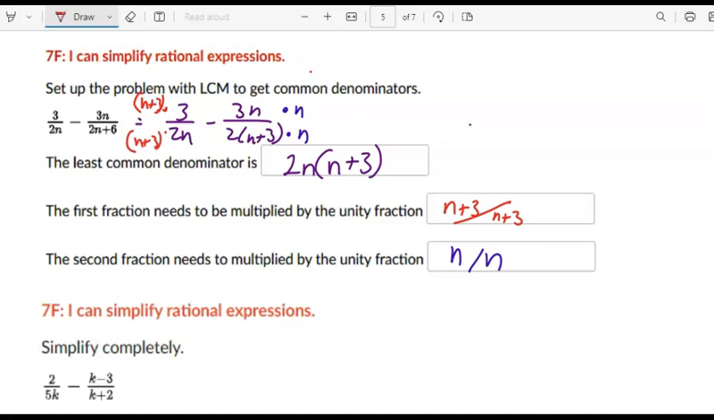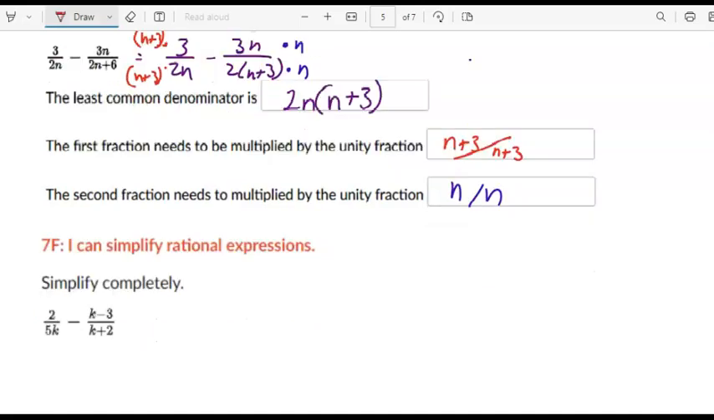Now for this problem, we're just setting it up. We're not solving anything or simplifying or anything like that. Let's look at the next one.